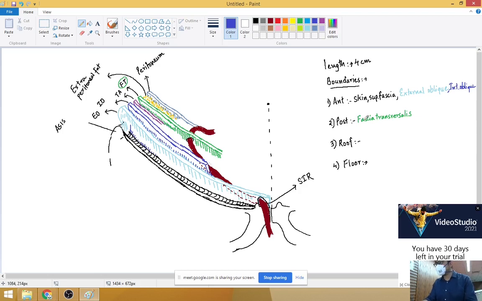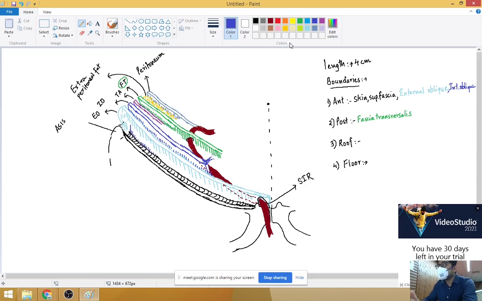Okay, posterior boundary, till now we have seen this is the fascia transversalis. Now there is another catch to it. Now you see all these fibers of the internal oblique don't go like that. The fascia, the transversus abdominis as well as this internal oblique, some of the fibers from here will converge like this.